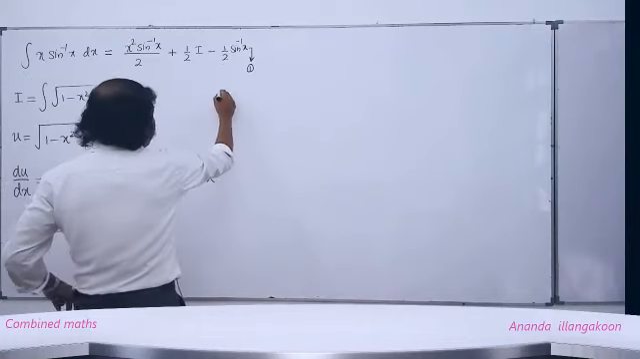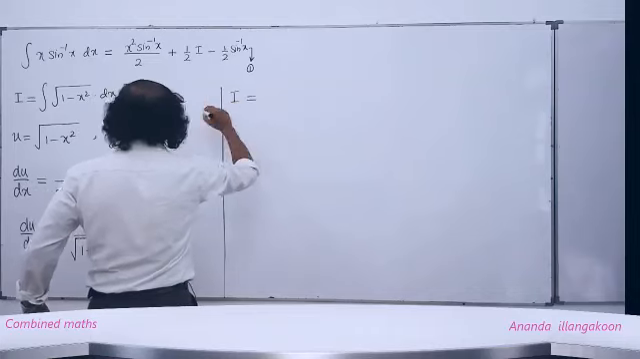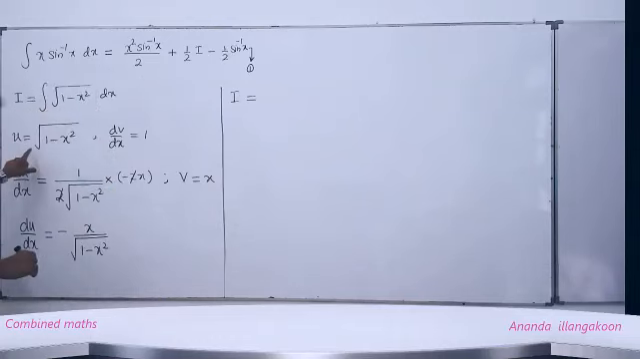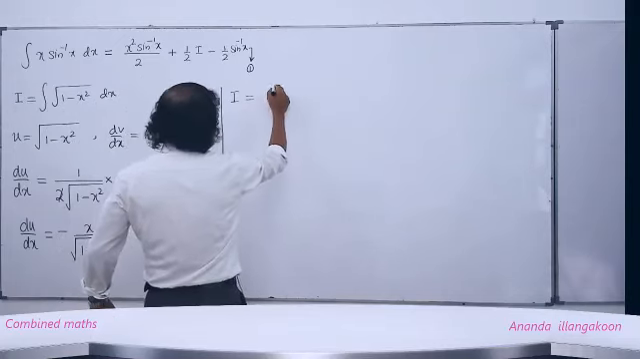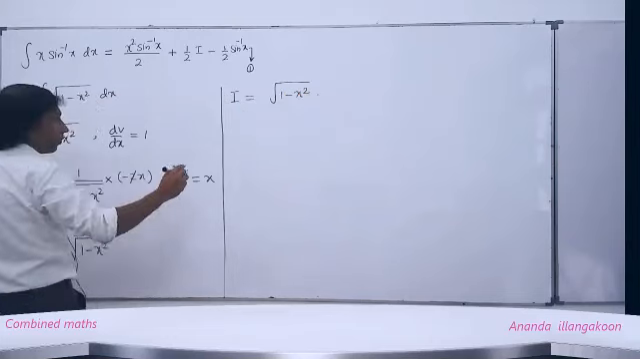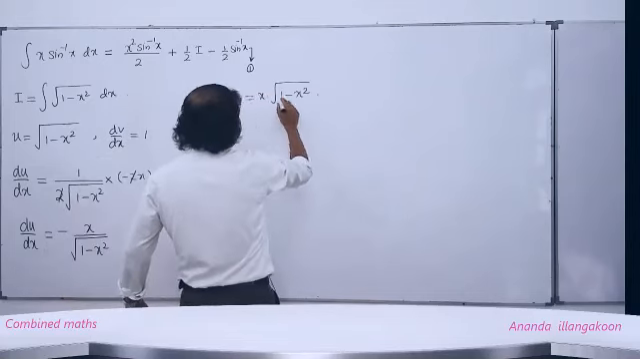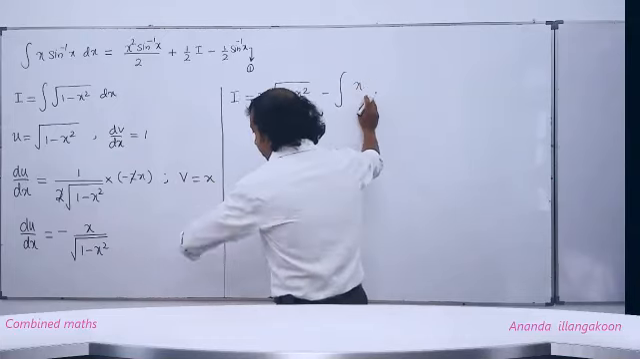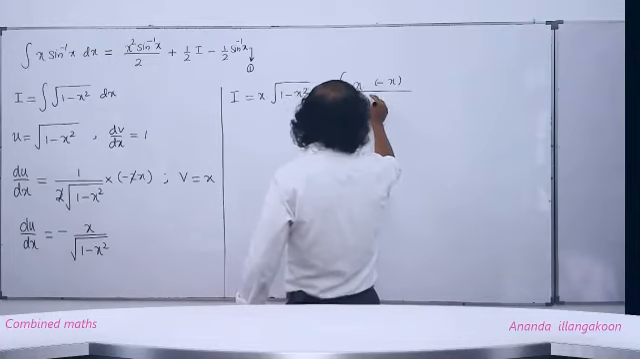Now this I we can evaluate, applying the by parts formula, u into v, right? U is square root of 1 minus x squared. V is x. I write like this, minus integral of v du by dx, that is minus x upon square root of 1 minus x squared dx.